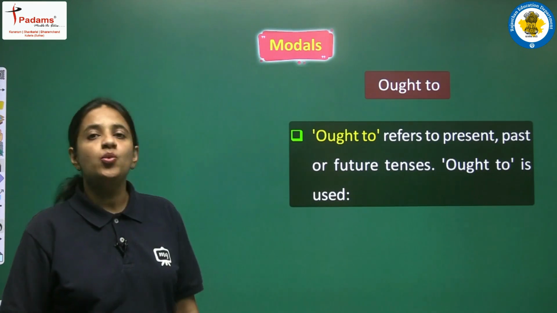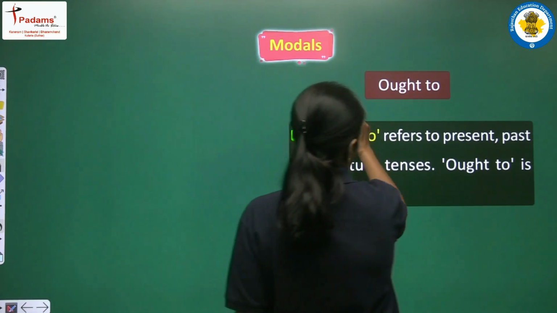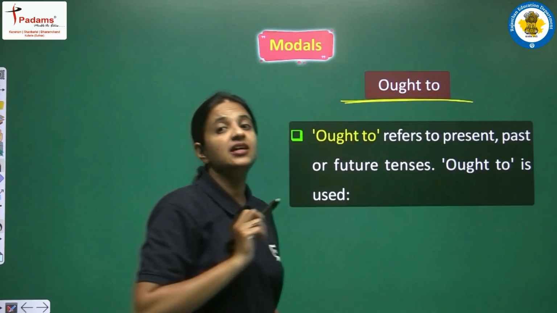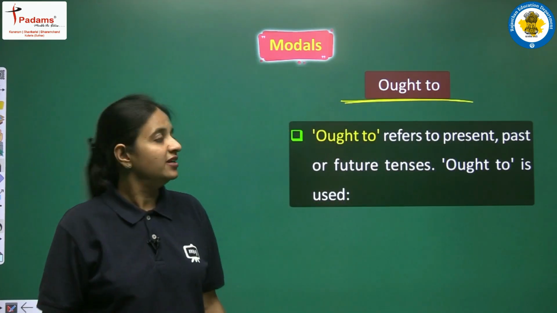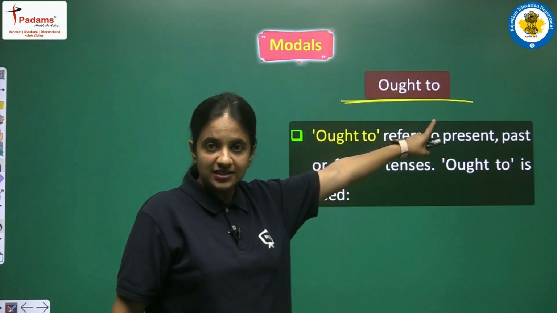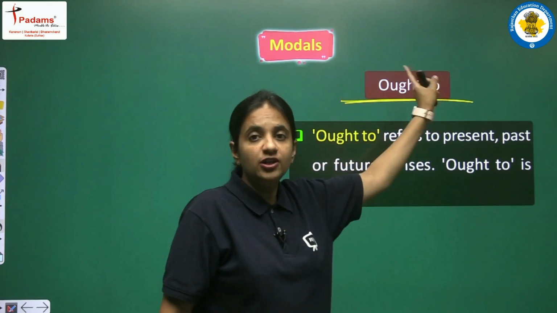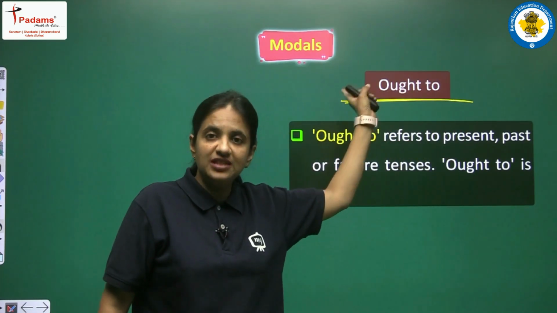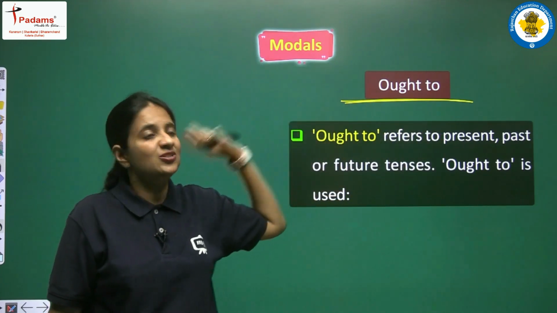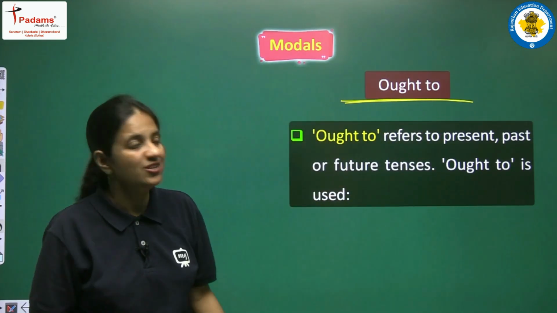So now students, we have a new modal with us. Let's see. Now we will talk about ought to. This is another modal that we have here. You can observe that we have two words in this modal. The name of the modal is ought to. So here, to is also part of this modal name. Okay, so now let's see what this modal, ought to, is used for.